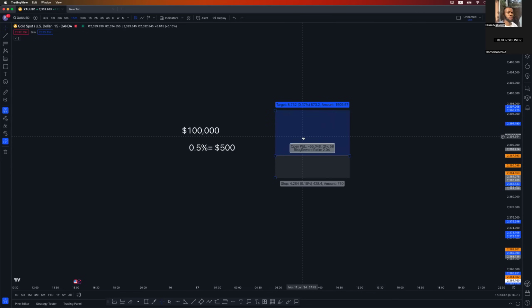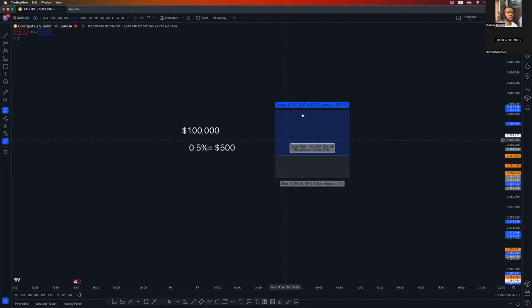You understand it now, right? The 1:2 means you'll be risking this $500 to get $1,000. Yes, you're risking the $500 to get $1,000. That is the meaning of the 1:2. This is a must. You must be going for at least 1:2.